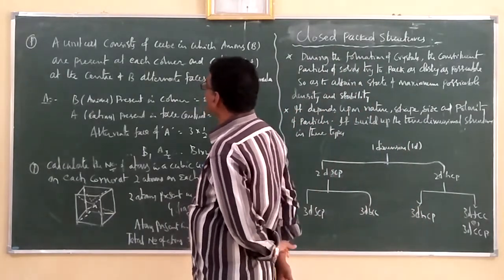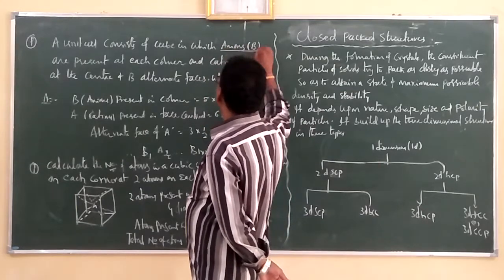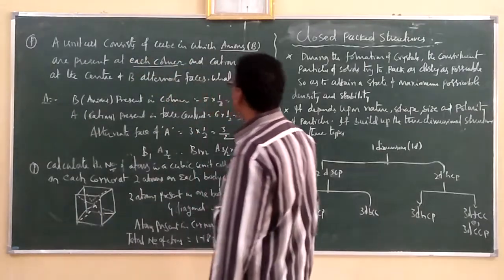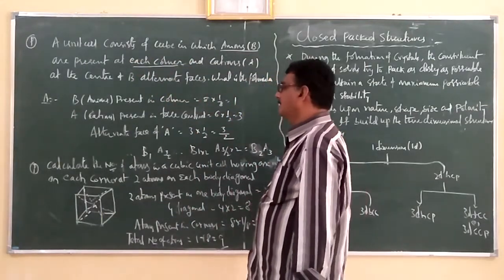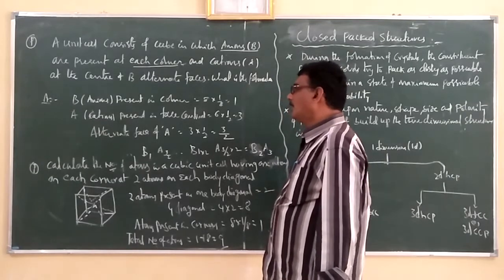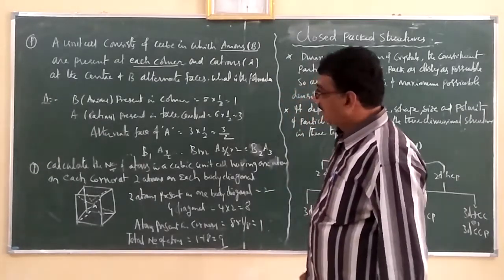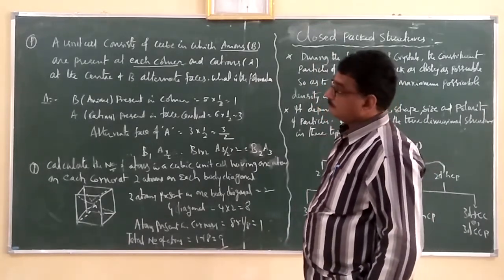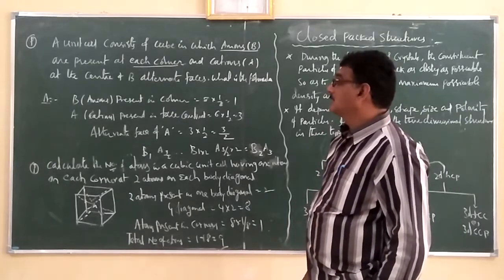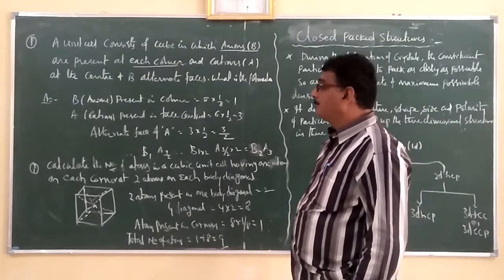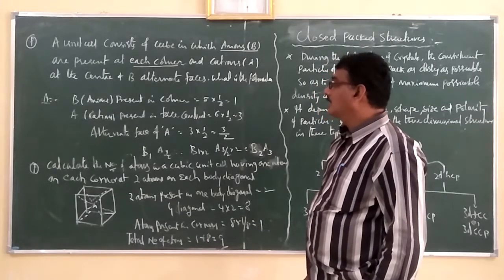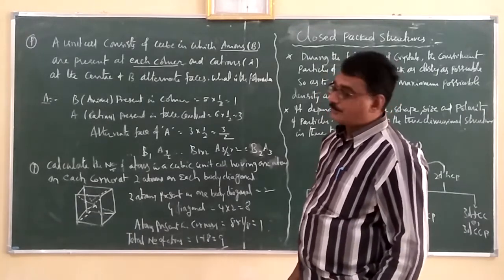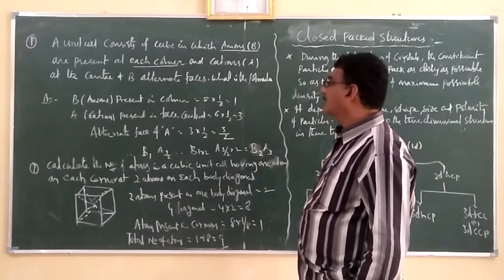A unit cell consists of a cube in which anions B are present at each corner and the cations A at the center of B's alternate faces. What is the formula of the compound? Once again, a unit cell consists of a cube in which anions B are present at each corner and the cations A at the center of alternate faces.